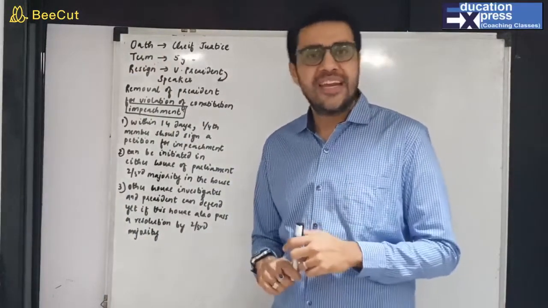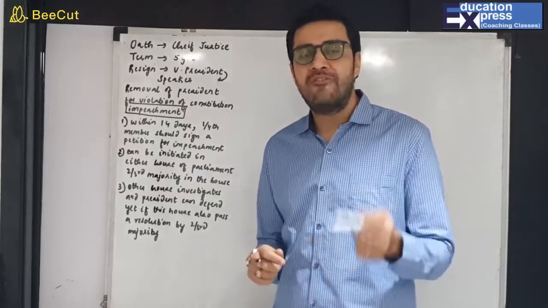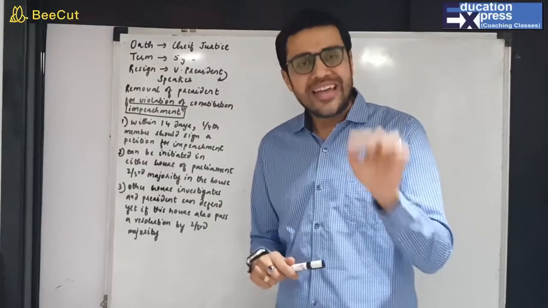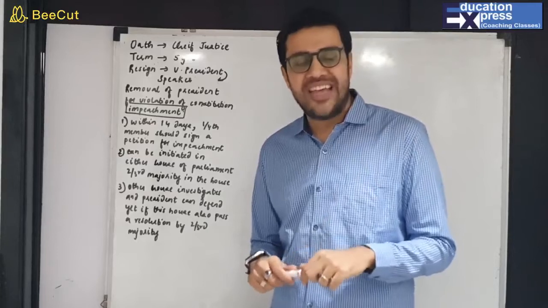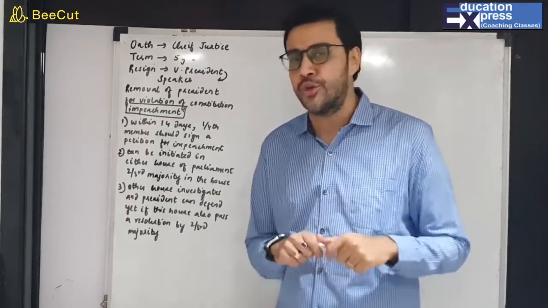5 years. Can he resign before the term of 5 years? Yes. He has to give the resignation to whom? To the vice president, and he shall communicate to the speaker. Can the president be removed before the term of 5 years? Yes. It is called impeachment. And the reason for impeachment is violation of the constitution.